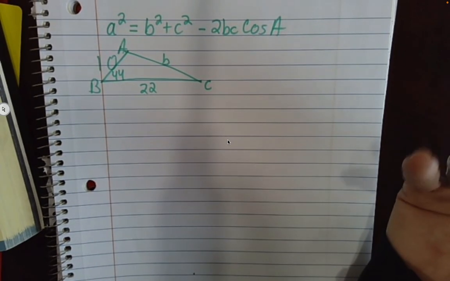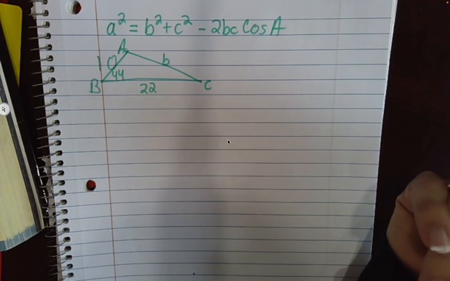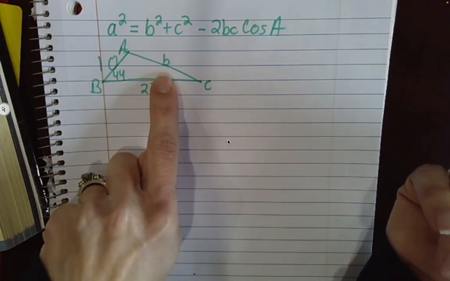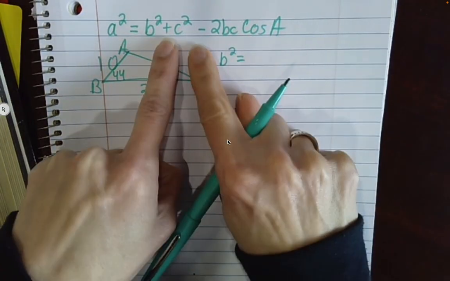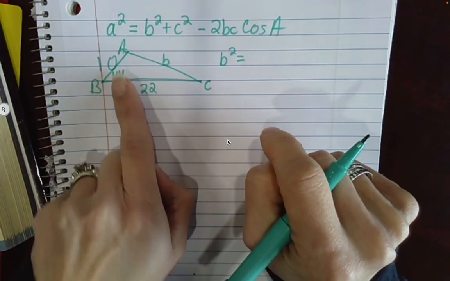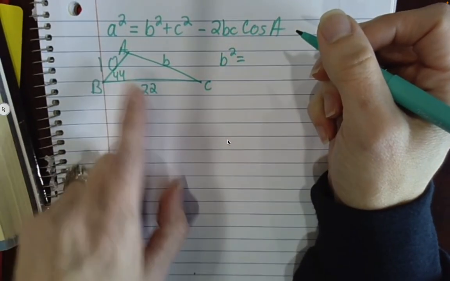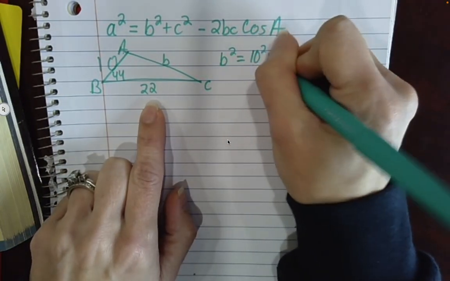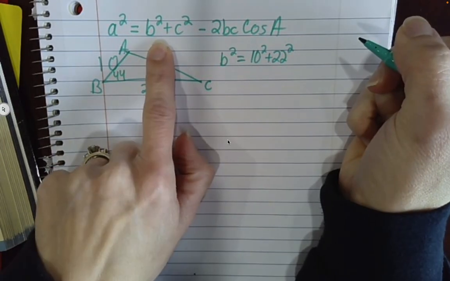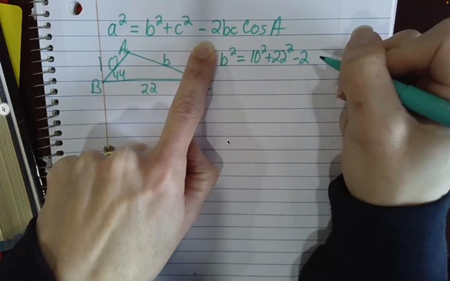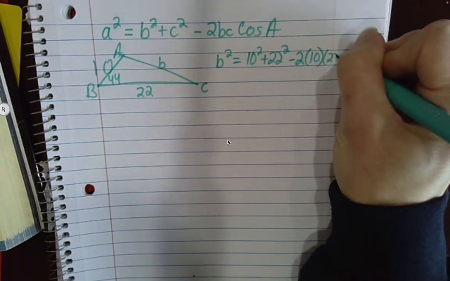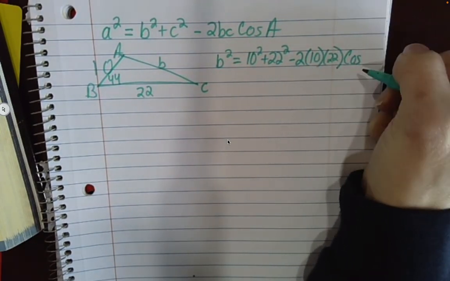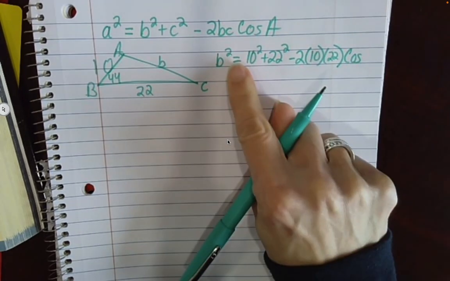I mean, we could write all three formulas down if you want to. I could. But to me, you just need to know that, okay, I'm looking for B. So I'll write that right here. Now, the other two sides, what are they that I do know? 10 and 22. So I'm going to put 10 squared and 22 squared, minus 2 times those sides. What were those sides again? 10 and 22. Then times the cosine of the angle that goes with what I'm looking for.